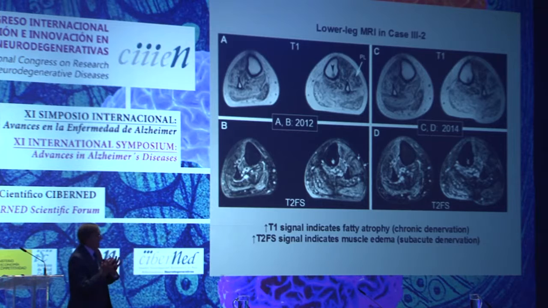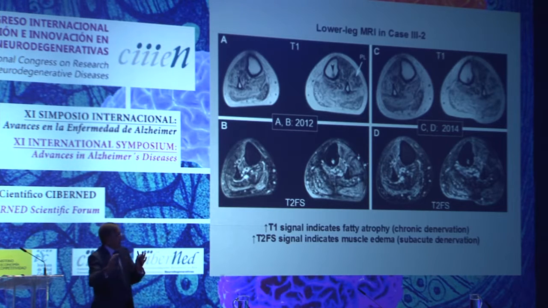In this patient, we had one unique opportunity, which is to carry out serial evaluation in 2012 and 2014, two years later. T1 here, T2 fat suppressed here, T1 here, and T2 fat suppressed here. The sections are at the same levels. You see here a venous drainage anomaly, and you see here one important detail. In the first study, the degree of fatty atrophy of peroneus longus is moderate, but in T2 fat suppressed, you see here a high signal of this muscle.